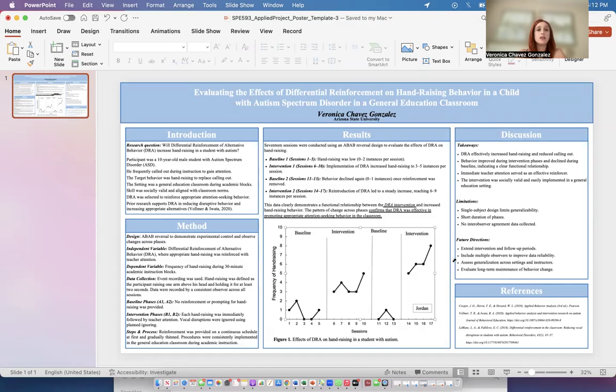But overall, this study did highlight how a simple research-based strategy like DRA can create a meaningful change in a real classroom setting. The results not only support its effectiveness, but also demonstrate how practical and socially valid this approach can be for students with autism.